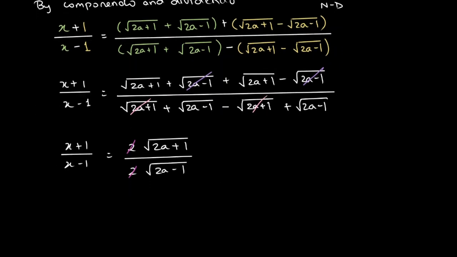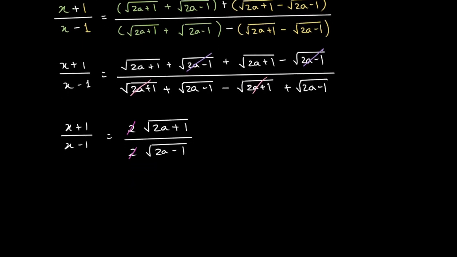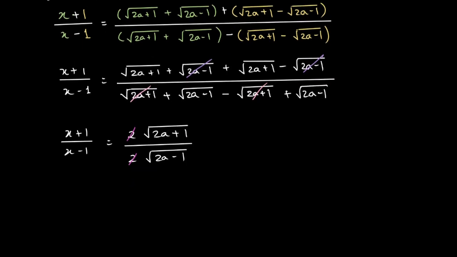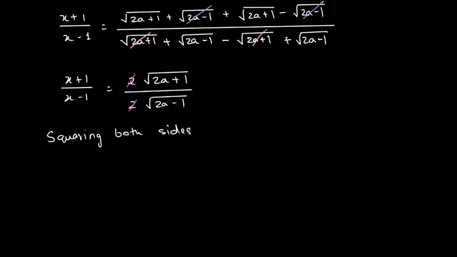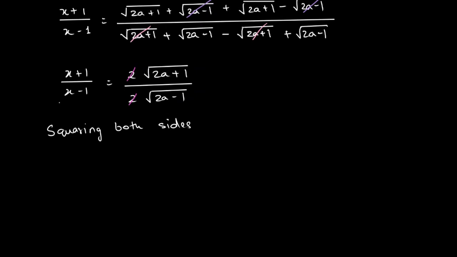Okay, so we have (x+1)/(x-1) under square root signs here, and in our final proof we do not require square root signs. So to rid ourselves of that, we can say, squaring both sides. Squaring both sides.